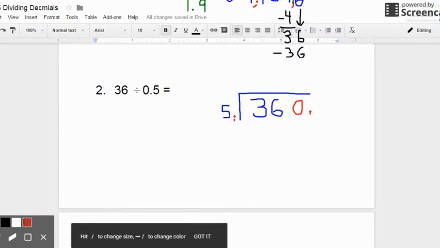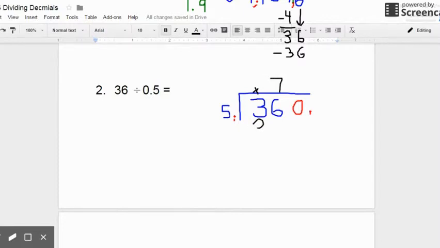And now we can go ahead and do the division. Well, 5 cannot go into 3. 5 can go into 36 7 times. We get 35.